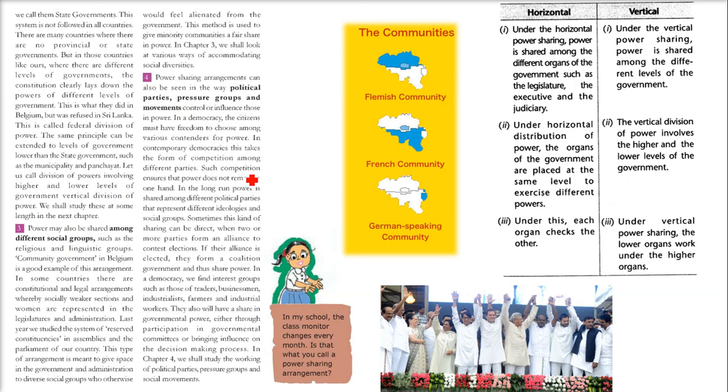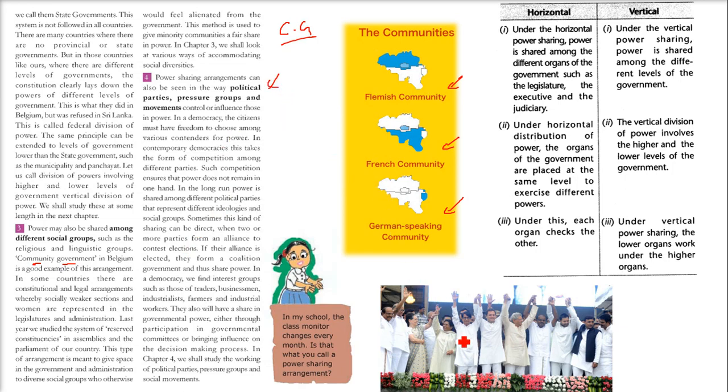Then we have the third one, which is power sharing among different social groups. We call it community government. As we saw in Belgium, the Flemish community, the French community and the German-speaking community all have their own community government. So different communities and diverse groups can have their own government. That is called community government. This is also one type of power sharing.